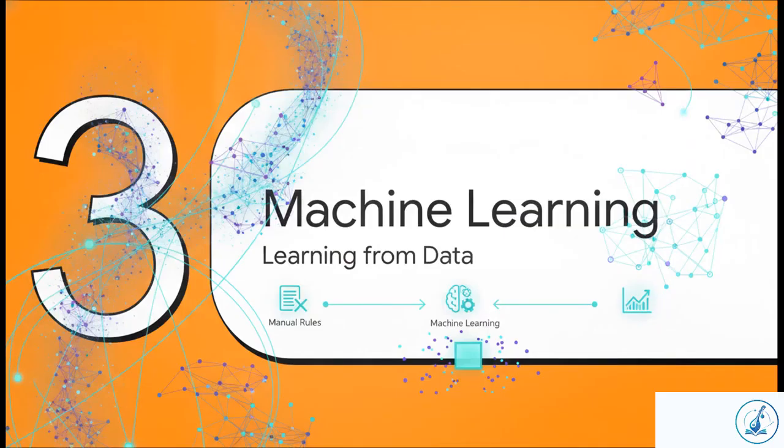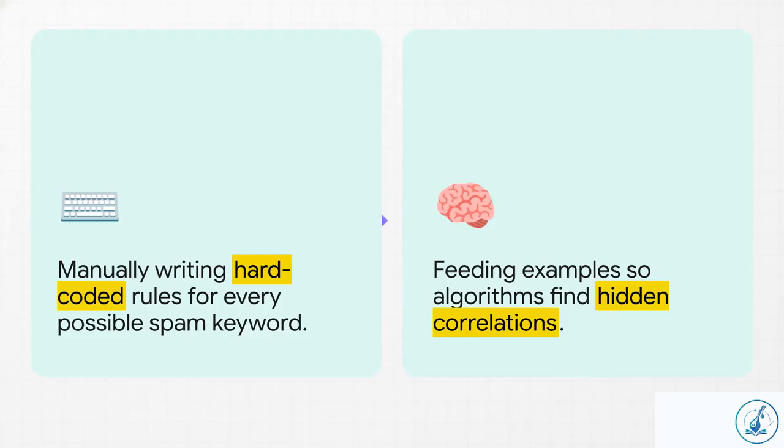Which brings us to Section 3, machine learning, learning from data. That massive frustration with manual rules sparked a total paradigm shift, leading us perfectly into our next era. It completely flipped our approach to problem solving upside down.